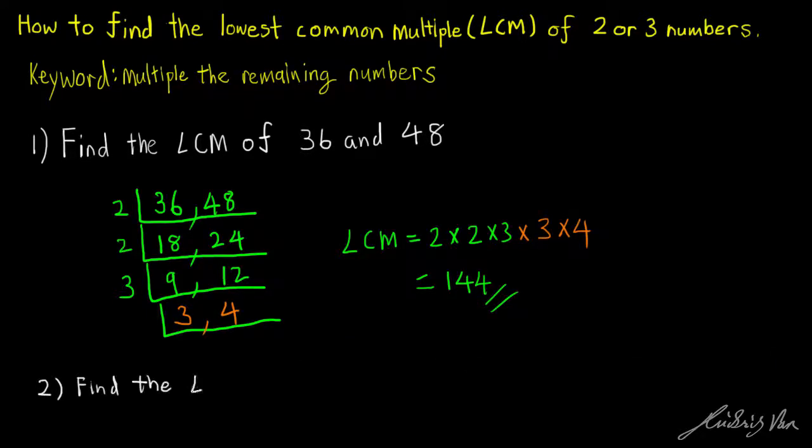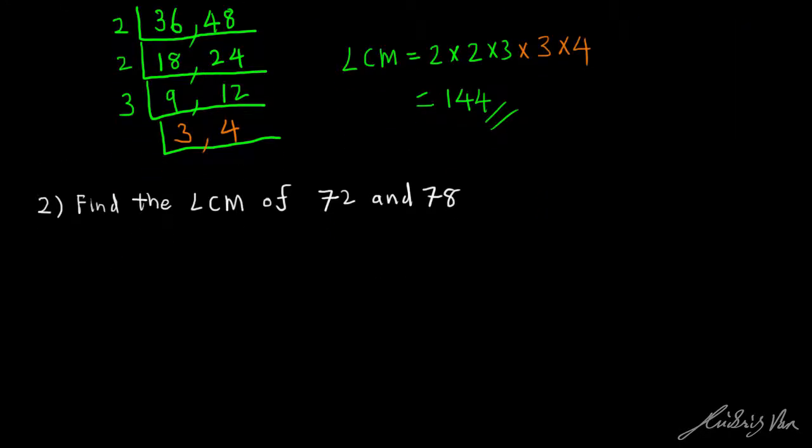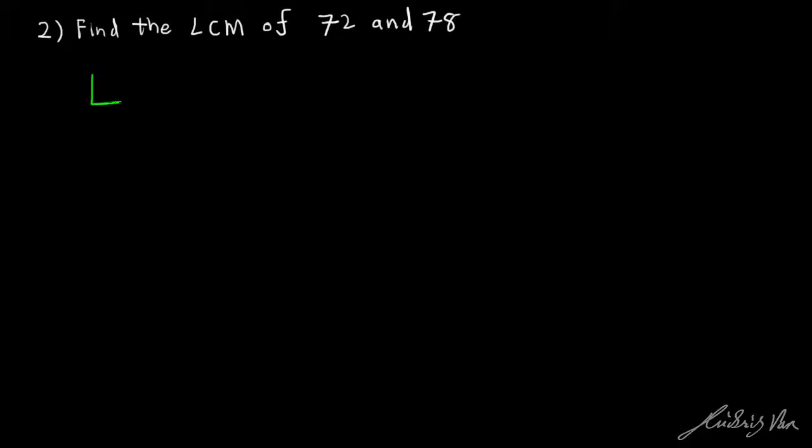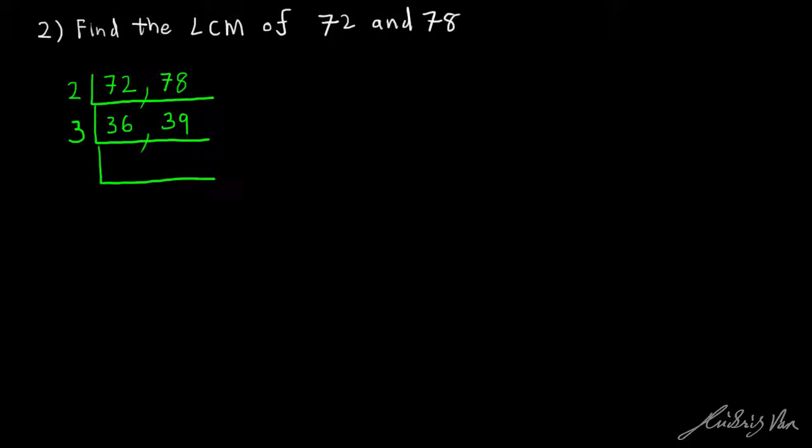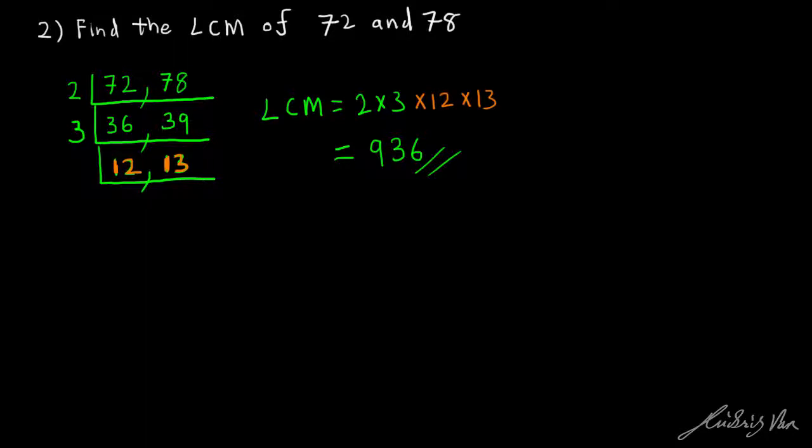For question 2, let us find the LCM of 72 and 78. So we can divide both the number by 2 as they are even number. So do so, and we'll get 36 and 39. And since only 36 is divisible by 2, we move on to the next prime number, which is 3. So we can divide both numbers by 3, and we will get 12 and 13. So LCM will be equal to 2 times 3 times the remaining number at the bottom, which is 12 and 13. And we will get 936.